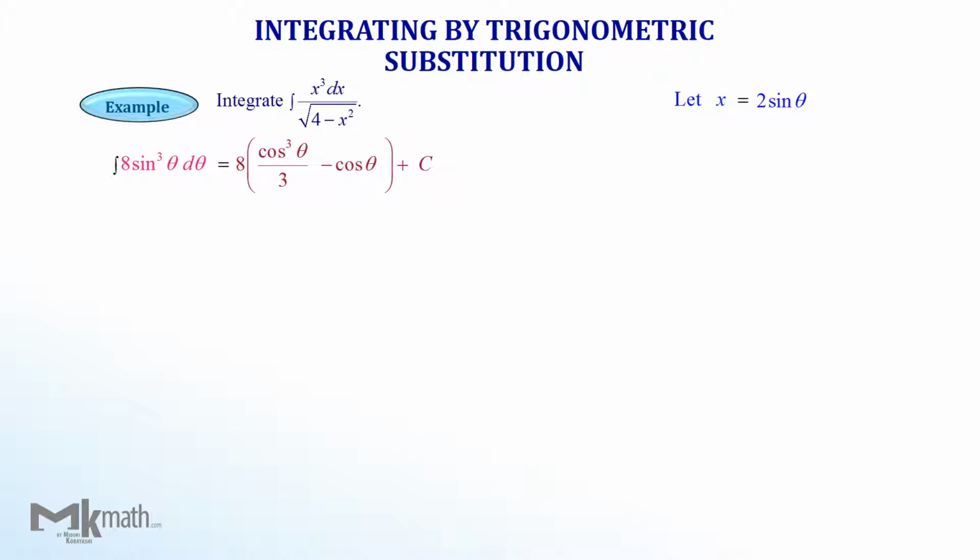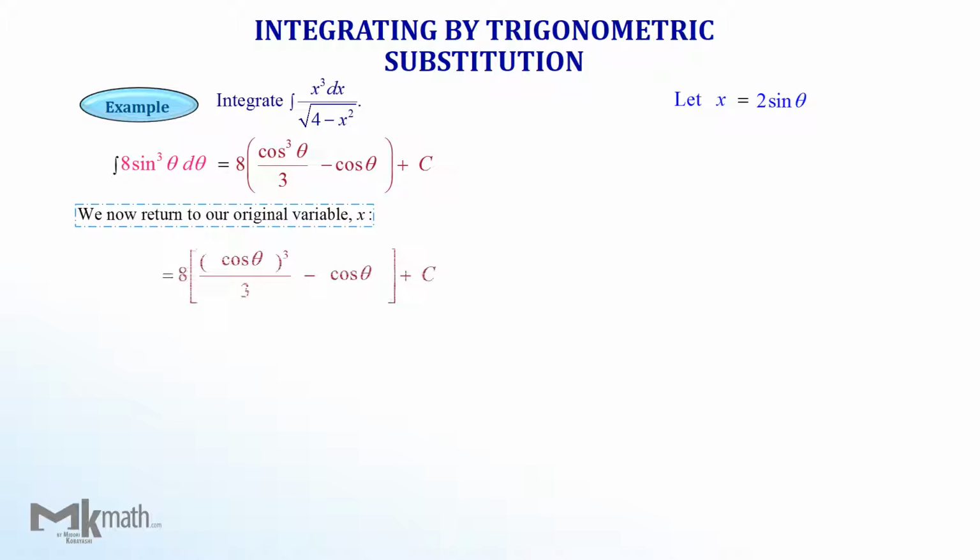We have integrated in terms of theta and d theta. However, the question was expressed in terms of x, so we need to return to the original variable x. Let's go back to the relationship we established at the beginning as x equal to 2 sine theta, dividing both sides by 2 to solve for sine theta. Since sine theta equal to x over 2, which means x being opposite and 2 being hypotenuse in a right triangle. Let's draw a right triangle based on this information.